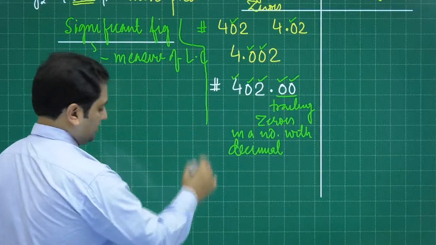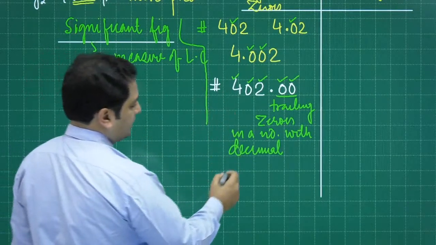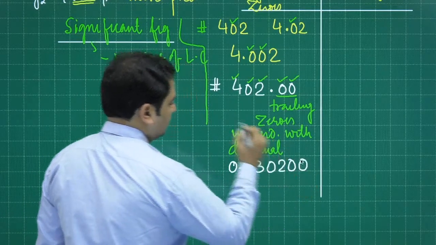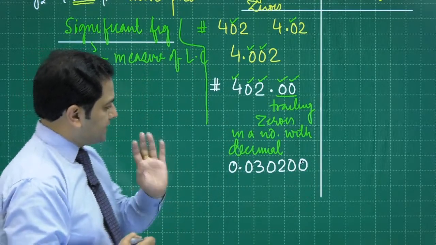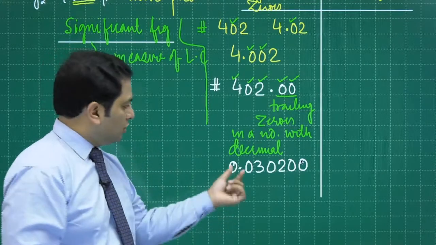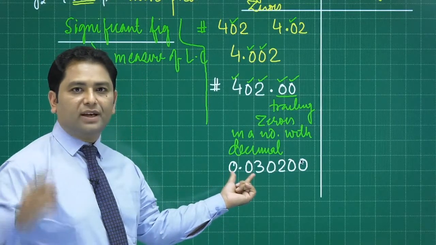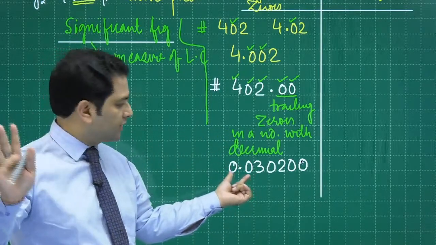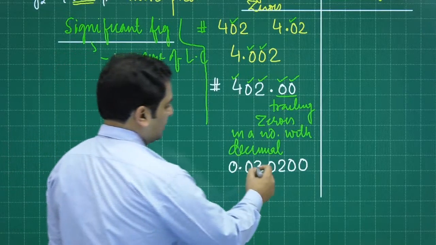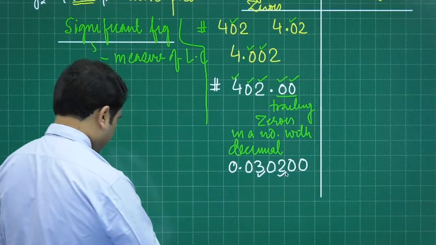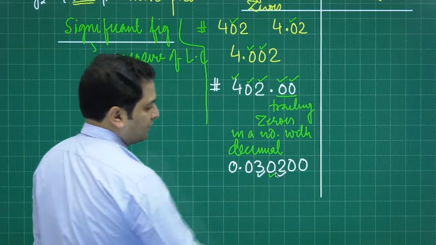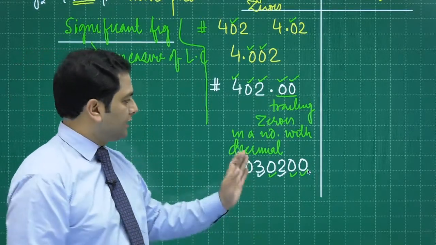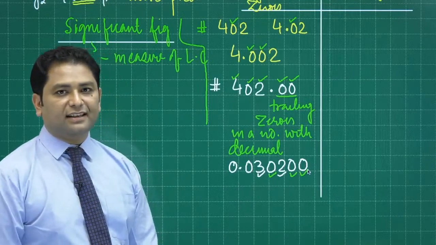Considering another example, let me show. In the same way, example 0.030200. Let's try to see. As of now, we don't know the rule for this, because so far we have talked about a sandwiched 0 between two non-zeros, so no comment for this. But let's see where we can make a comment. Non-zero, non-zero, significant. A sandwiched 0, significant. Trailing 0, significant. So the trailing zeros in a number with a decimal will be significant.